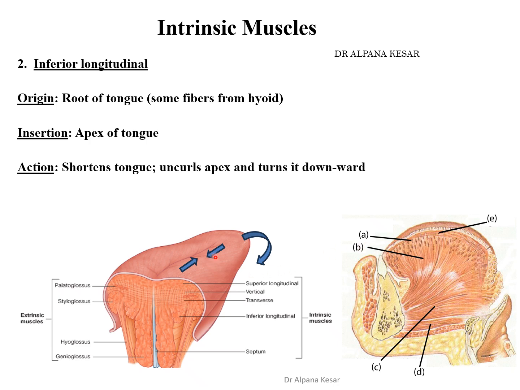Action of inferior longitudinal muscle is to shorten the length of the tongue and also uncurl the tongue and turn the apex of the tongue downwards.